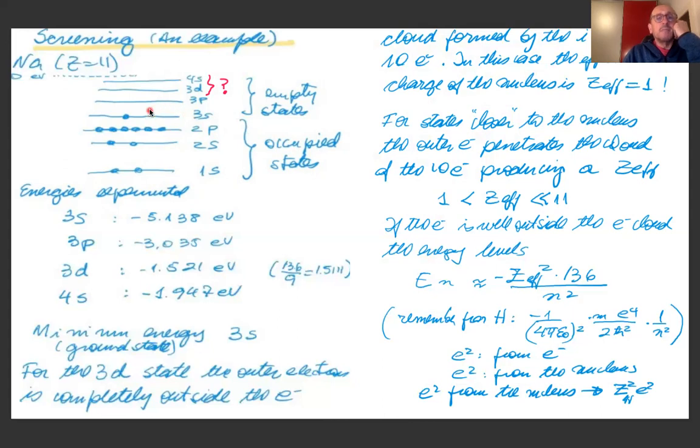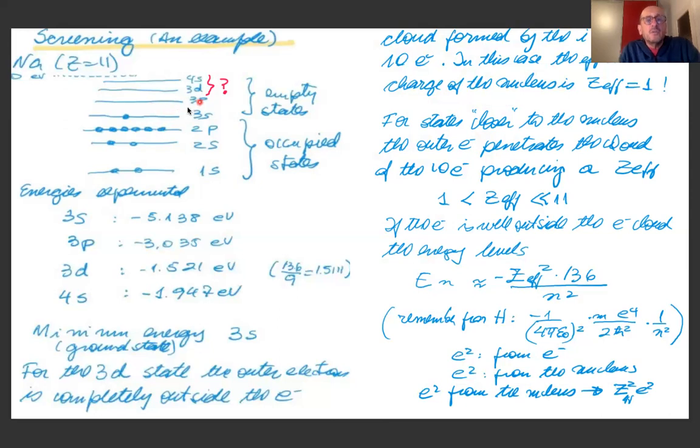There are unoccupied or empty states above that could be populated by electrons from this material, meaning I could excite states here or there, and they will make a transition afterwards. And we saw some of those transitions before. So between the 3s and the 3p, for example, that gives the color to the sodium light.